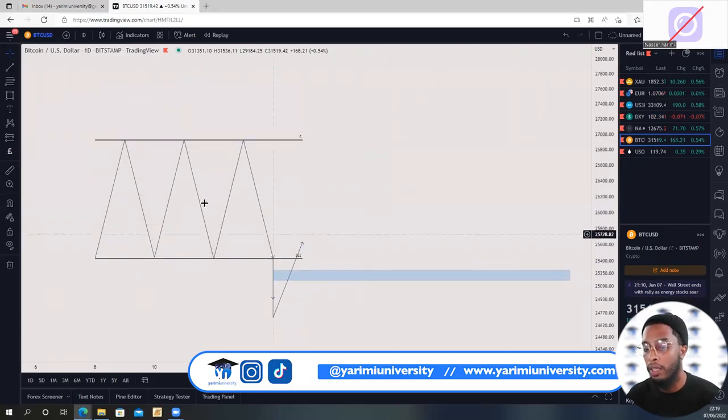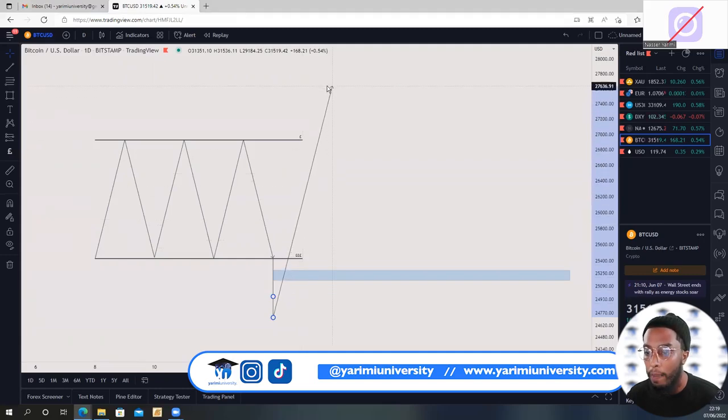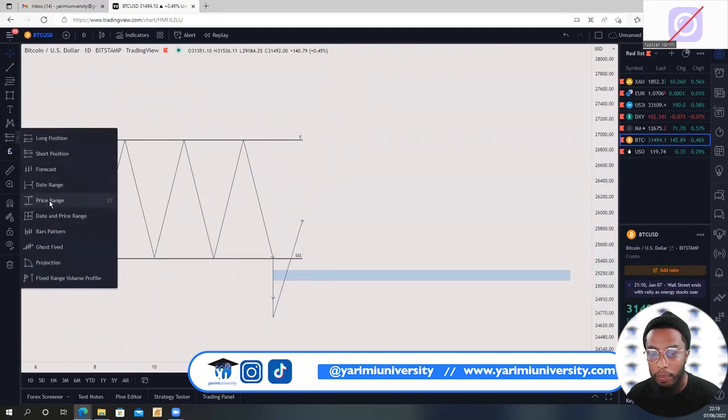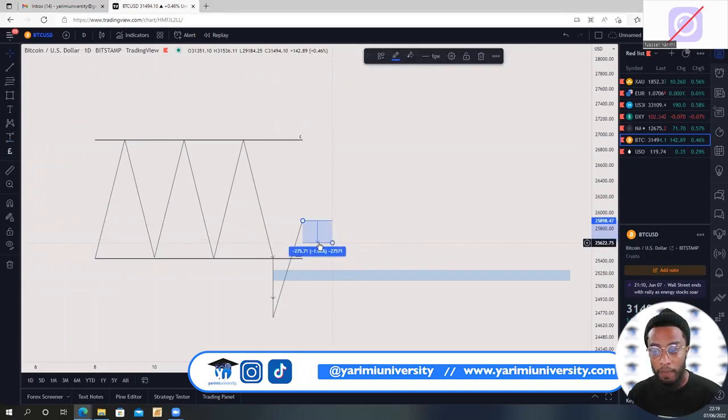So in this case, what we are now waiting for is that change of character. We are waiting for that change of character where, now that liquidity was taken here, we are waiting for price to go all the way back up, take the liquidity from the highs, okay? Or price can do something like this. It can break support. And people might think, what's going on here?